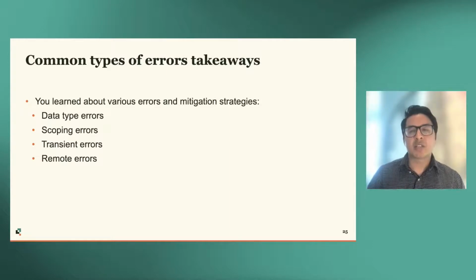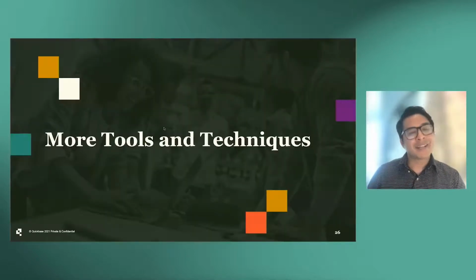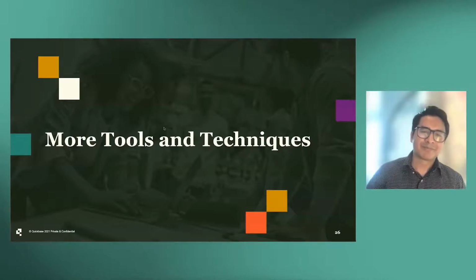And lastly, we touched a little bit on remote errors and systems that could report errors outside and report them to pipelines. Now, in the next section, Austin will go deeper into these remote errors and some tools and techniques as well to cover and fix all these errors.